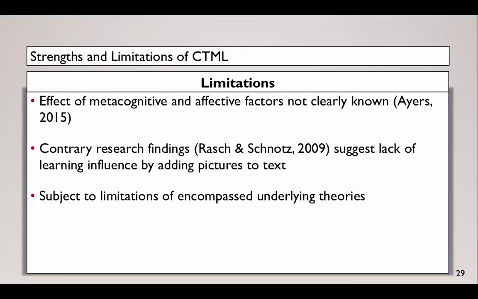Limitations include unknown influence of metacognition and affective factors in multimedia learning. There's also been contrary results of a research study which indicated that pictures combined with words did not support or hinder learning, and that due to the framework foundation of the theories of the dual channel, information processing, and cognitive load theories, the cognitive theory of multimedia learning is inherently subject to the same limitations of its baseline limitations.